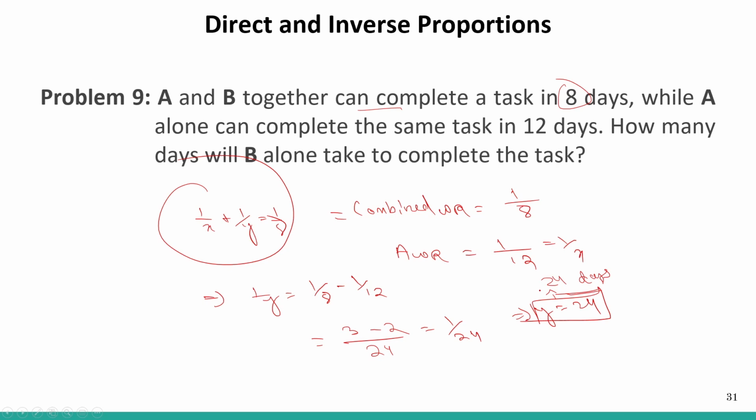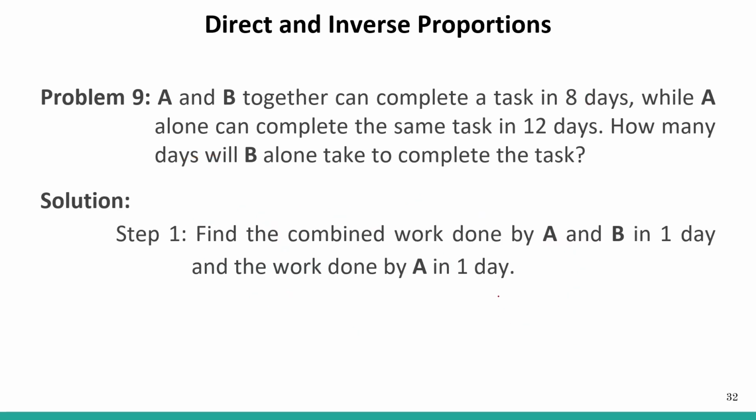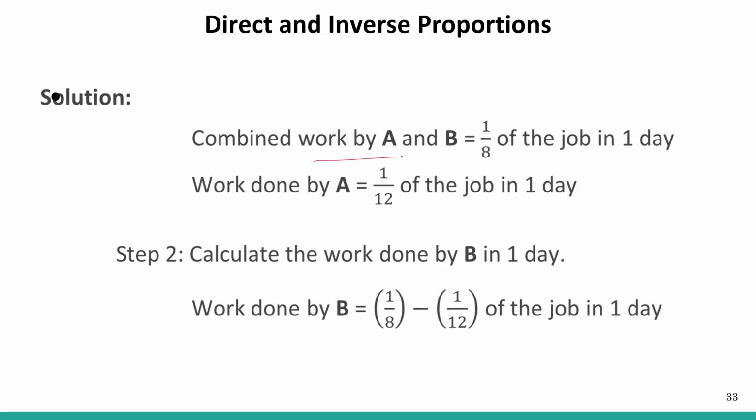So this can only be solved by this traditional method, calculating the work rate and then using equations to solve it algebraically and arrive at the conclusion. So let's go forward and see the step-by-step solution. Find the combined work done by A and B in 1 day and the work done by A in 1 day.